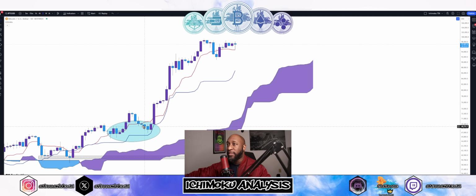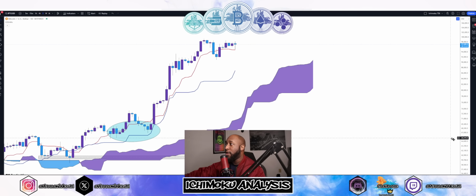This is what I call the TK zone, where we are between the Tenkan-sen and the Kijun-sen, which is our Ichimoku EMAs, or moving averages, so to say. So when you see this, when price is in between these two lines, you want to look for trades in this zone.